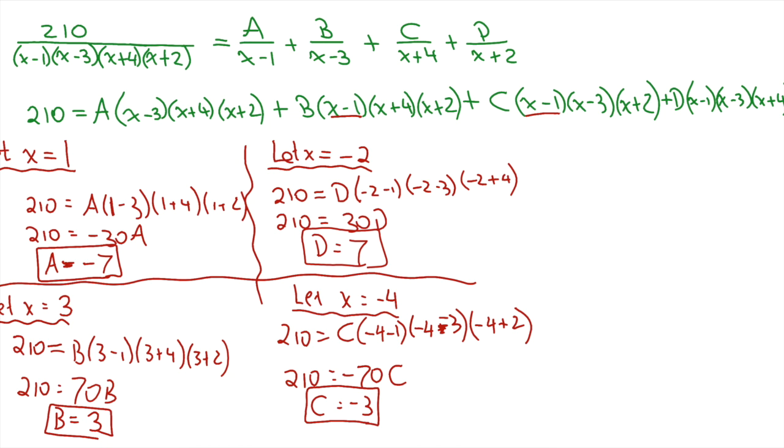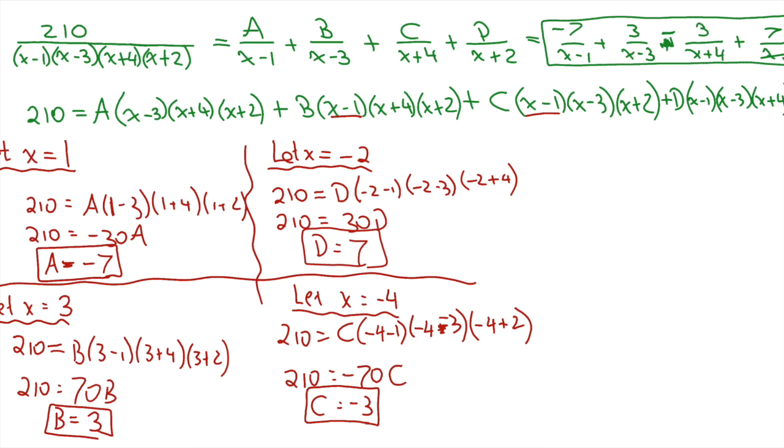And then our final answer, of course, would be a, which is negative 7, so it would be negative 7 over x minus 1, plus b, which is 3, over x minus 3, plus c, which is negative 3, so I really should have made that a minus, 3 over x plus 4, and then d is positive 7 over x plus 2 as our final answer.